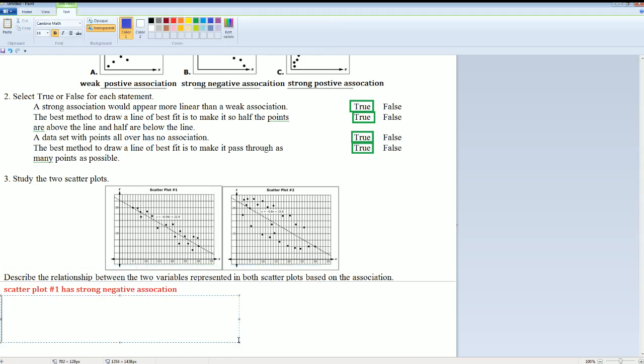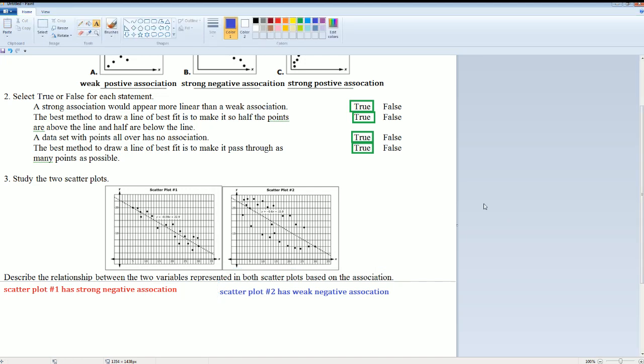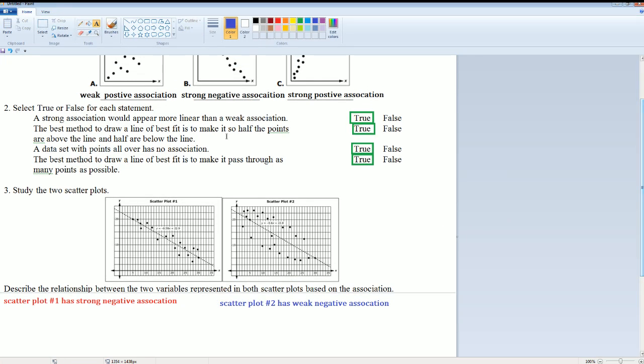And we could look at scatter plot number 2. The points are all scattered, so you would say it's weak. It's going down, so we would say it's negative, and we use the word association, and we would say scatter plot 2 has a weak negative association. So there you go. Okay, the hard part is number 2.